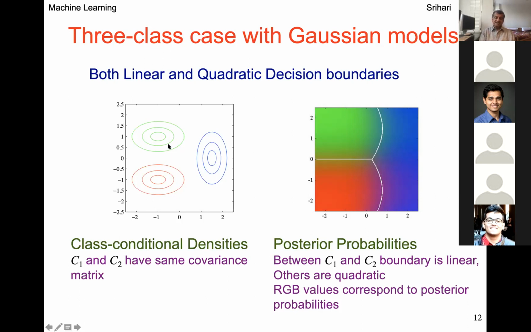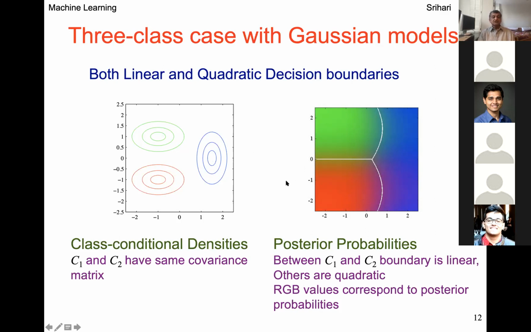But in this case, you see the covariance matrix is different for these two. So it is no longer linear. Between these two also, it's no longer linear. Because this one is spread in the horizontal way, this is spread in the vertical way. So that causes some kind of a quadratic effect coming into play.